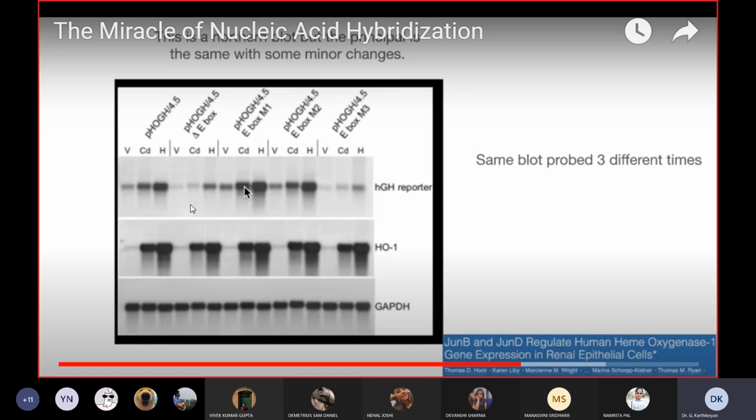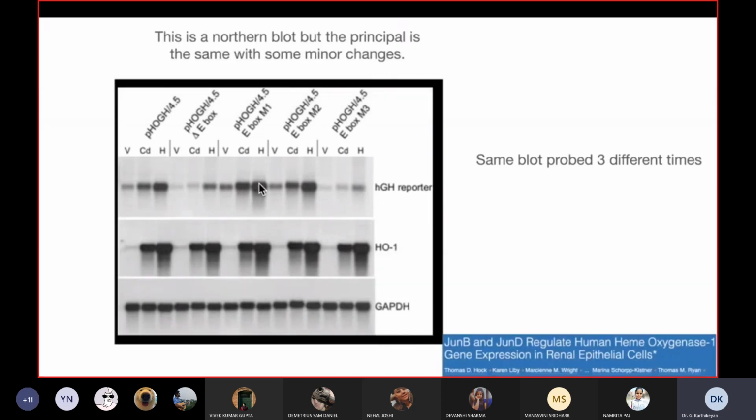What amazed me years ago when I first did a southern blot is that you can take a probe, stick it onto a membrane, let it go overnight, and that probe, whether it be DNA or RNA, will find that target on that blot among the millions of other targets. Isn't that amazing?